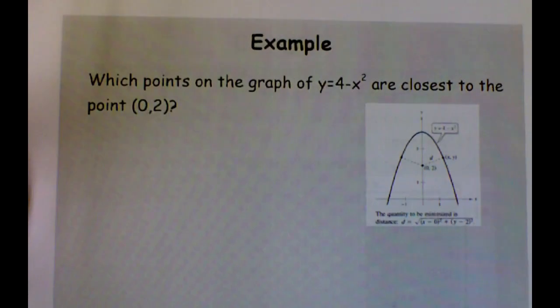Let's try another one. We're going to figure out which point or points on the graph of 4 minus x squared are closest to the point (0, 2).